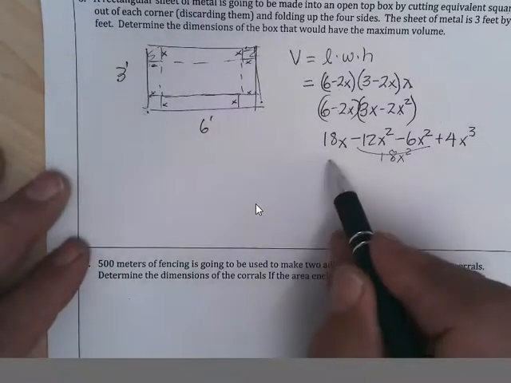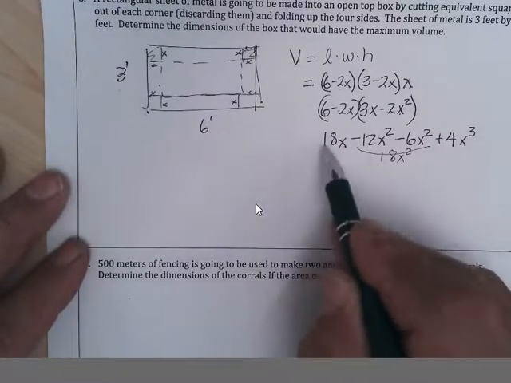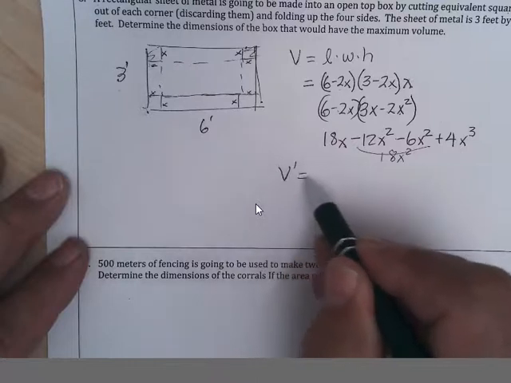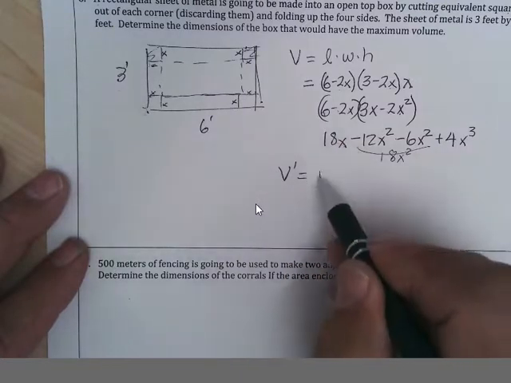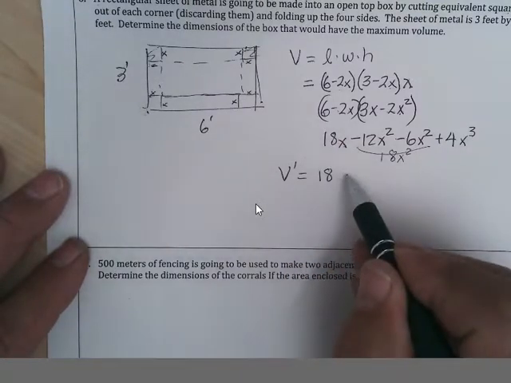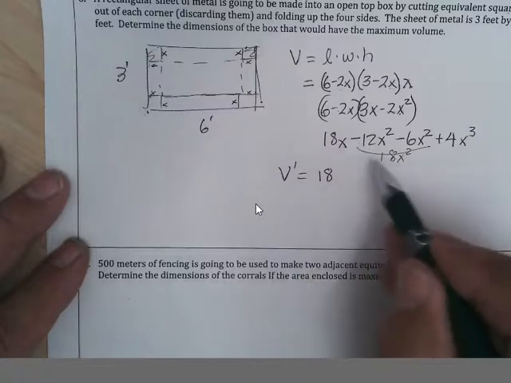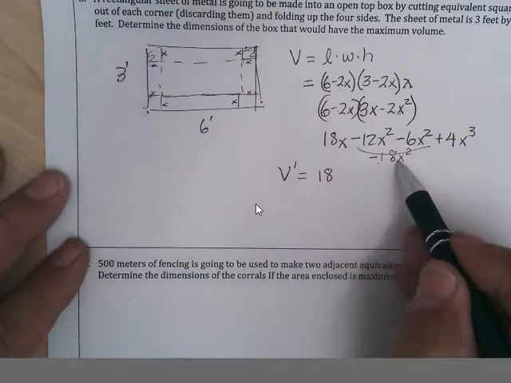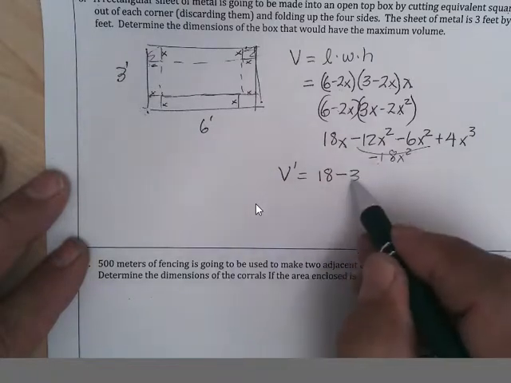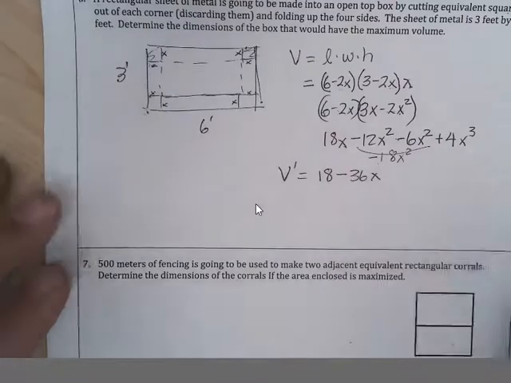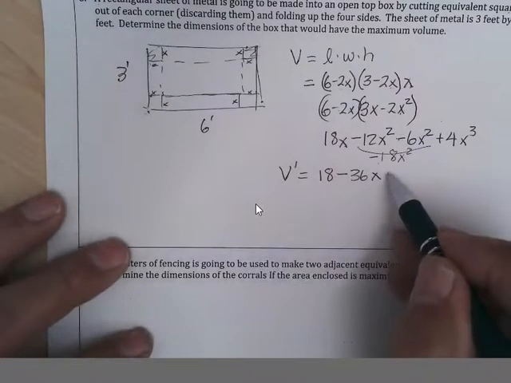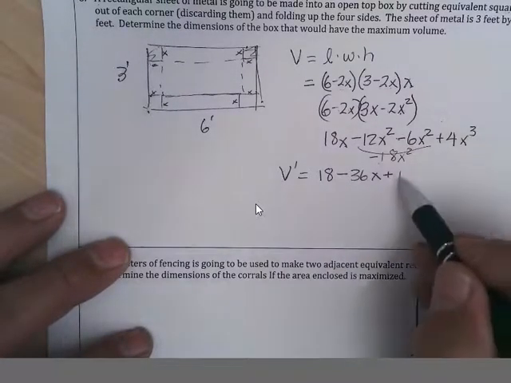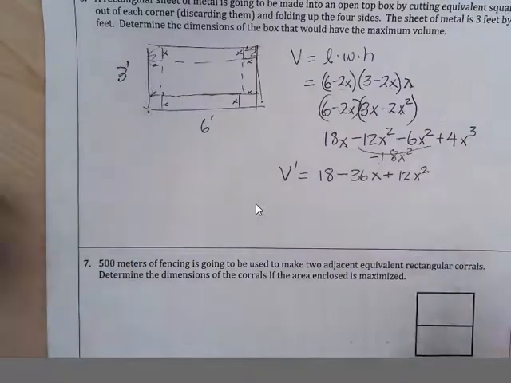So, taking the derivative, v prime would be, derivative of 18x is 18. Derivative of negative 18x squared would be negative 36x. And the derivative of this would be plus 12x squared.